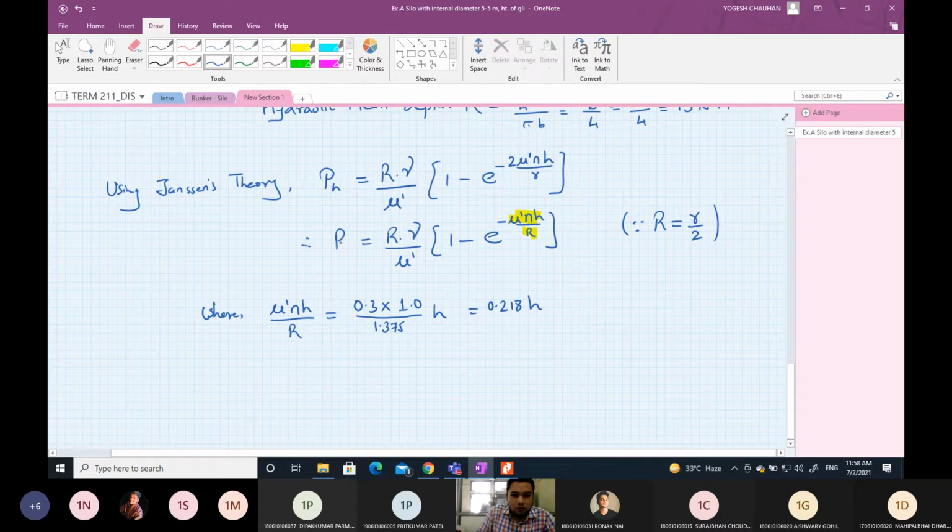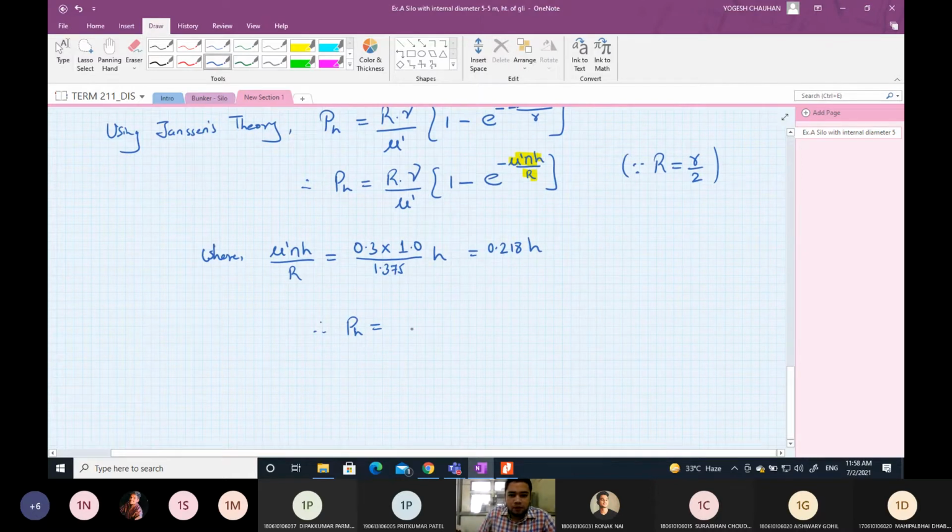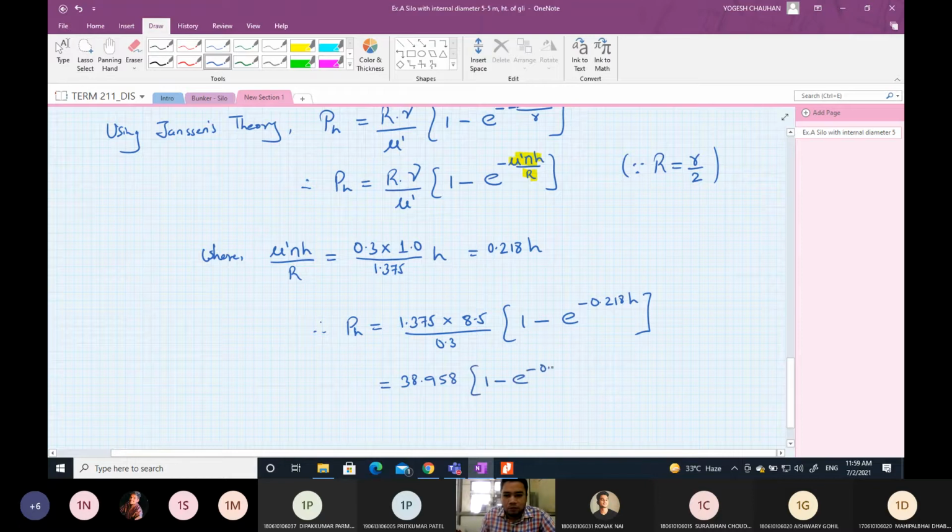So your formula for pH will be equal to 1.375, that is R, into gamma is 8.5 divided by mu dash is 0.3, whole multiplied by 1 minus e raised to the power minus 0.218 into H. So that will be equal to 1.375 into 8.5 divided by 0.3, so that will be 38.958 into 1 minus e raised to the power minus 0.218 into H. Okay, this is the expression for horizontal pressure for the emptying case.